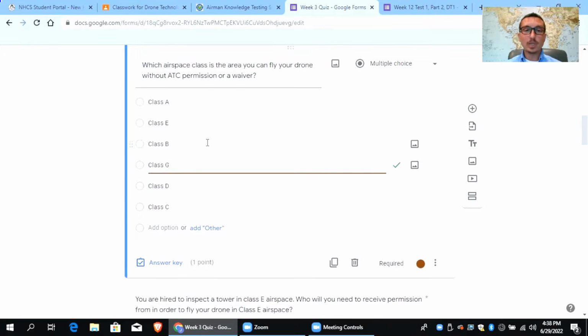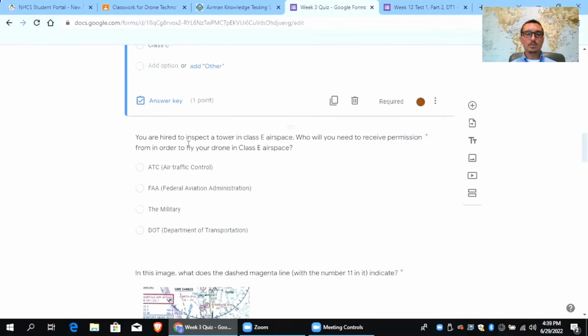If you're in any other airspace, you're not going to fly in Class A. That's 18,000 feet MSL. You're not going to fly your drone that high. But all the others, if you're in those airspaces, you need ATC permission. You're violating the law if you do not have ATC permission and you're flying in those airspaces. Let's continue.